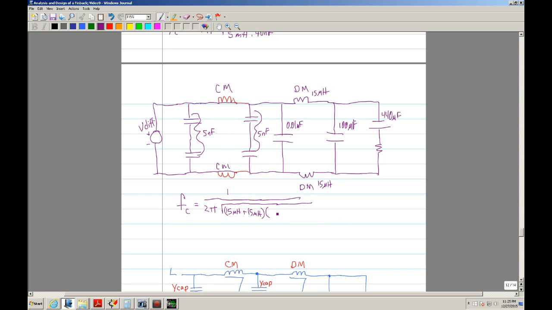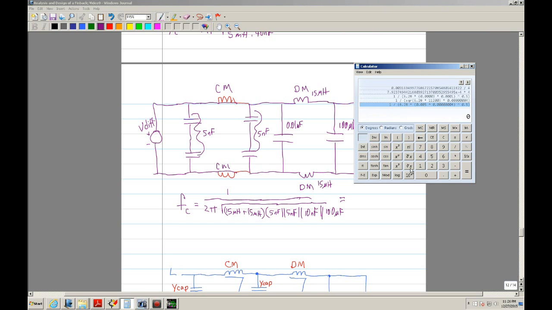So for completeness, we'll say it's 5 nanofarads in parallel with another 5 nanofarads, in parallel with the 10 nanofarads, in parallel with this one here. Let's try that and see if we get close. We may have to add this depending on how small the ESR is. I believe it should be close to 3 kilohertz. Okay, let's go ahead and do that.